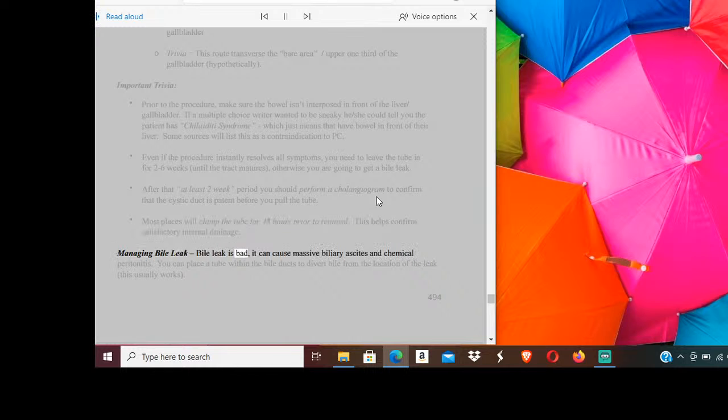This helps confirm satisfactory internal drainage. Managing bile leak is bad, it can cause massive biliary ascites and chemical peritonitis. You can place a tube within the bile ducts to divert bile from the location of the leak, this usually works.